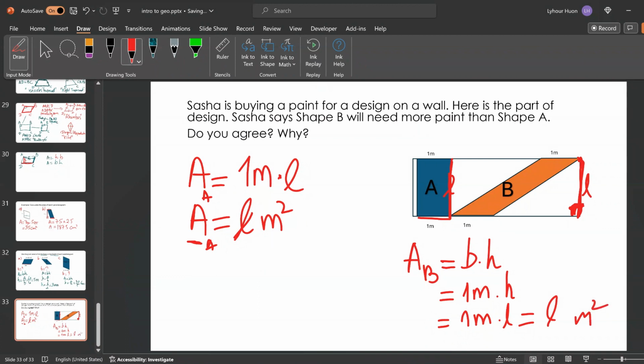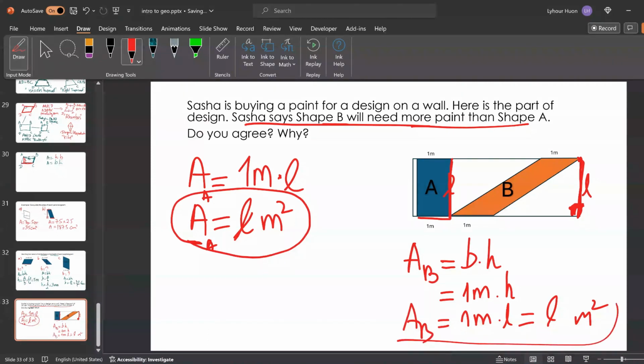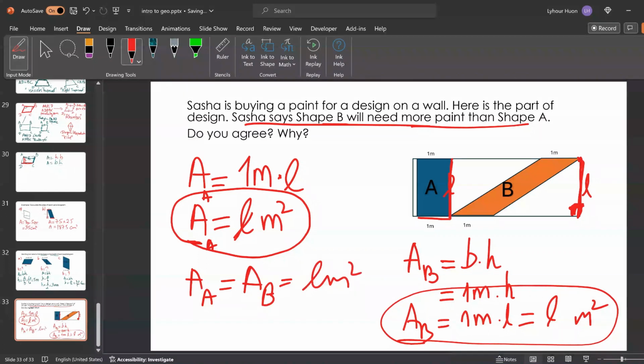Now, do you see if this needs more paint or not? So the question Sasa asked is, is it the same thing? Because we don't know what the height or the length is. So basically the area of A and the area of B are the same, right? Both are L meter square, which is the same. So now, do we agree with Sasa?